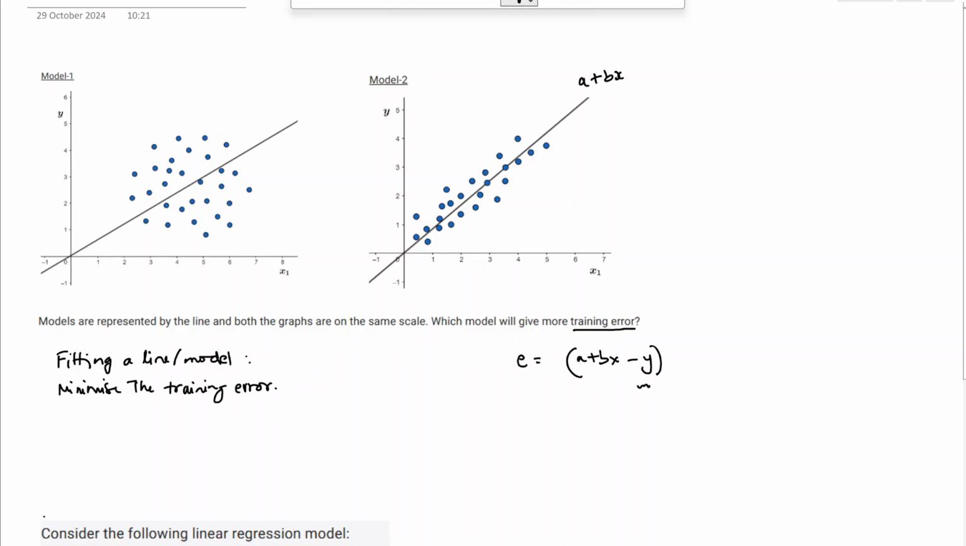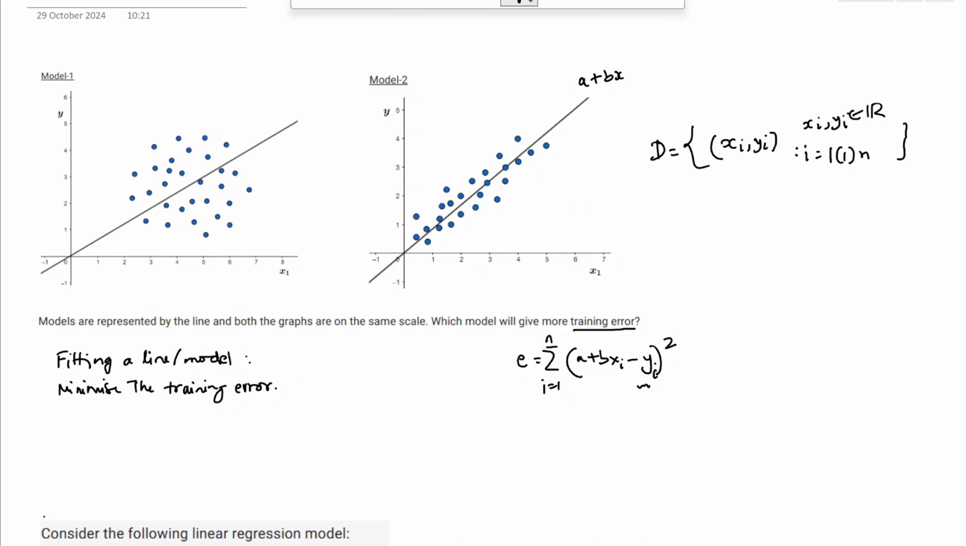So what does the data set look like? The data set is like xi, yi, where both xi and yi are real numbers, and i runs from 1 to n. Now we will look at the observed value of yi and take the difference with the predicted value of yi. What is the predicted value? a plus bxi. Then we square it and sum it over all the data points. This is the training error.